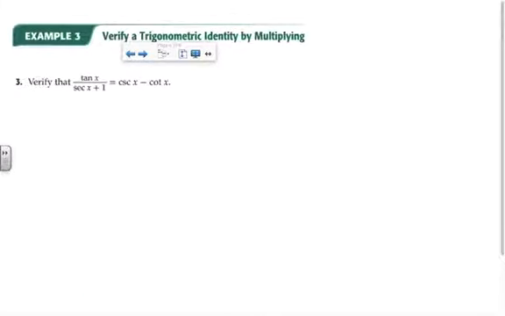In this example, the instructions say verify by multiplying, and what they mean by that is I'm using kind of the same strategy that I did in the last one. The only difference is that in the last one I was multiplying top and bottom by something so that I could combine my fractions. In this one, once again, anytime you see a trig ratio with a 1 in the denominator, it's probably a good bet to multiply by the conjugate of it so that maybe you can use a Pythagorean identity in order to clean that up a little bit.